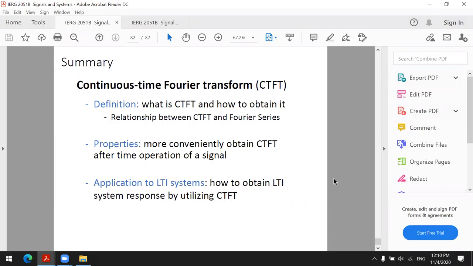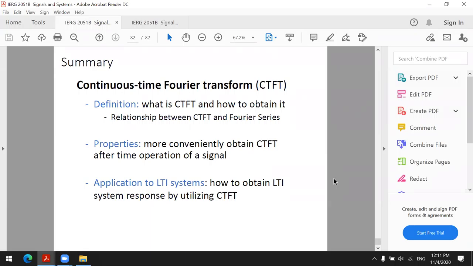time shifting. And also if we have two signals, convolution in the time domain is just the multiplication of the Fourier transforms in the frequency domain. And this last property is useful when applying to the LTI system. So given input to an LTI system, we can determine its output more conveniently in the frequency domain and then apply the inverse Fourier transform to get the time domain output. So we apply this tool to a particular kind of LTI system whose input-output relationship can be described by differential equations.